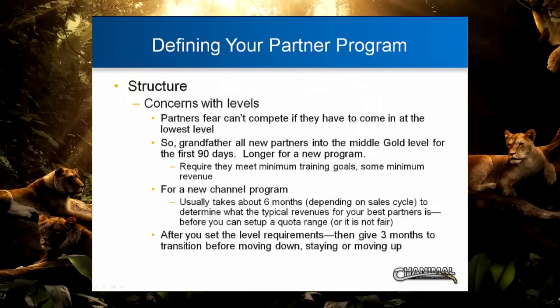So this is what I always recommend. I grandfather all new partners into the middle Gold level for the first 90 days. Sometimes longer for a new program. Usually for a new program, I grandfather them in and I set everything up for the first 6 months. Then once I see how everybody's doing, I'll go through and divide my margins. I might look at that and say, gosh, my best players pulled $200,000 for the whole year or for 6 months. And then there's a couple that are right around $150,000. And then after that, it sort of branches down to about $50,000. So why don't I make my Platinum at the $150,000 or let's say $100,000 mark and above?